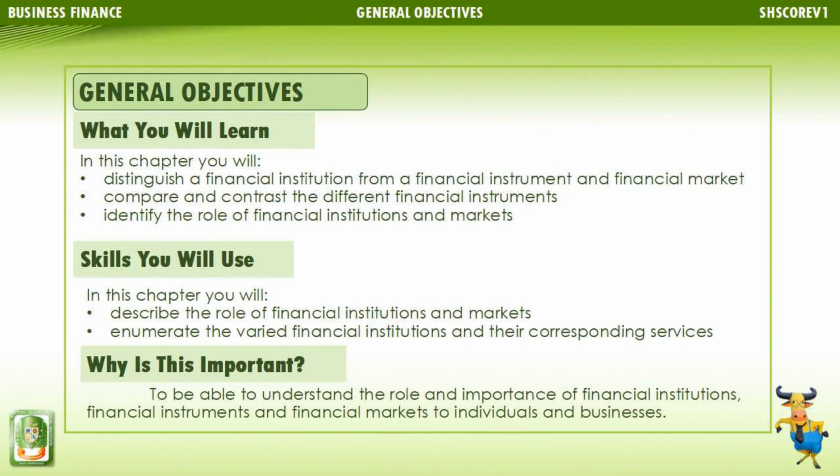General objectives. What you will learn. In this chapter, you will distinguish a financial institution from a financial instrument and financial market. Compare and contrast the different financial instruments. Identify the role of financial institutions and markets. Skills you will use: describe the role of financial institutions and markets. Enumerate the varied financial institutions and their corresponding services. Why is this important? To be able to understand the role and importance of financial institutions, financial instruments, and financial markets to individuals and businesses.